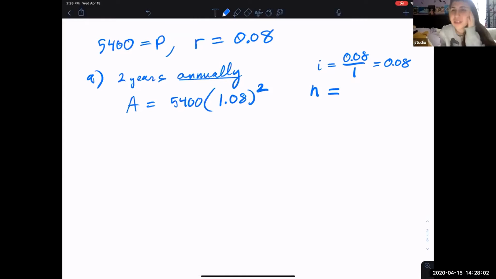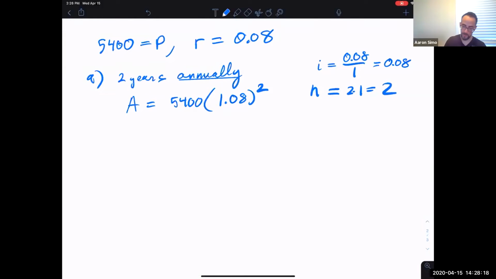Wait, can you say the question again? So n is the number of times that you compound the interest. If you're doing it for 2 years and annually, how many times will you compound interest? Twice. That's right, 2 times 1 equals 2. So that's for A. That makes sense for A? Yeah.